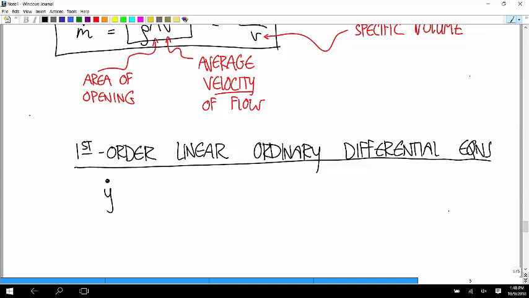Any first order linear differential equation, you can write in a form like this. Y dot, the time derivative of y, plus p, some function p of time, times y is equal to some function q of t.